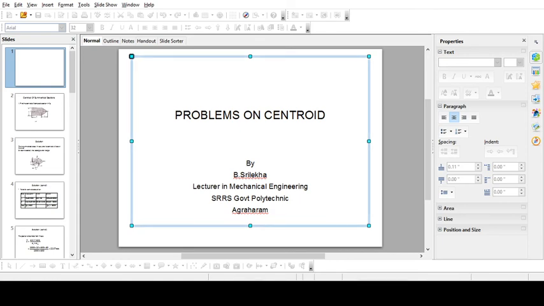Next, the x term is 4r by 3 pi. So 4r by 3 pi will give you a value of 13.4. Next, area into this x term, it is nothing but 982 into 14.4, which will give you 14,140.8 mm square.